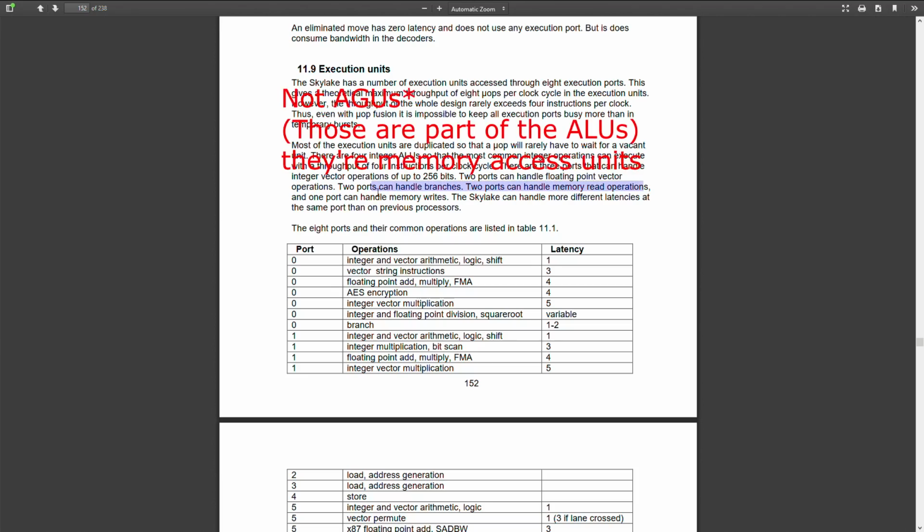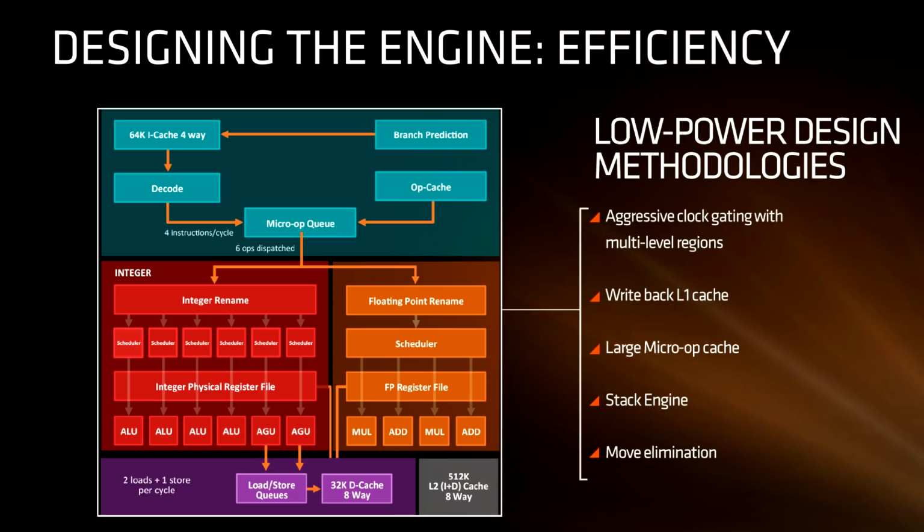AGUs. Looking back at Zen, this architecture has a total of 10 execution units, making the core 25% wider than Skylake, or Skylake has 80% the width of Zen.